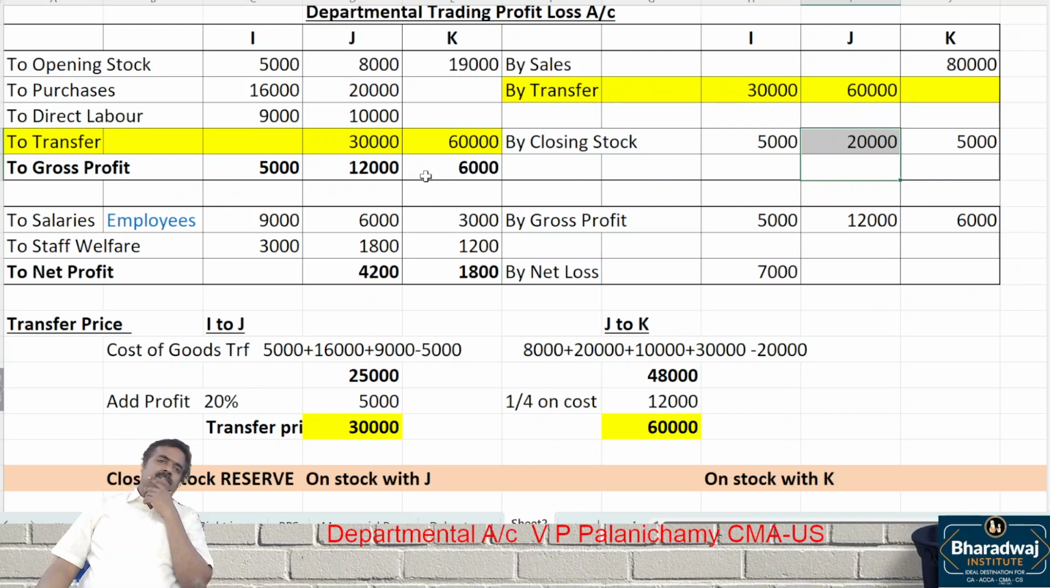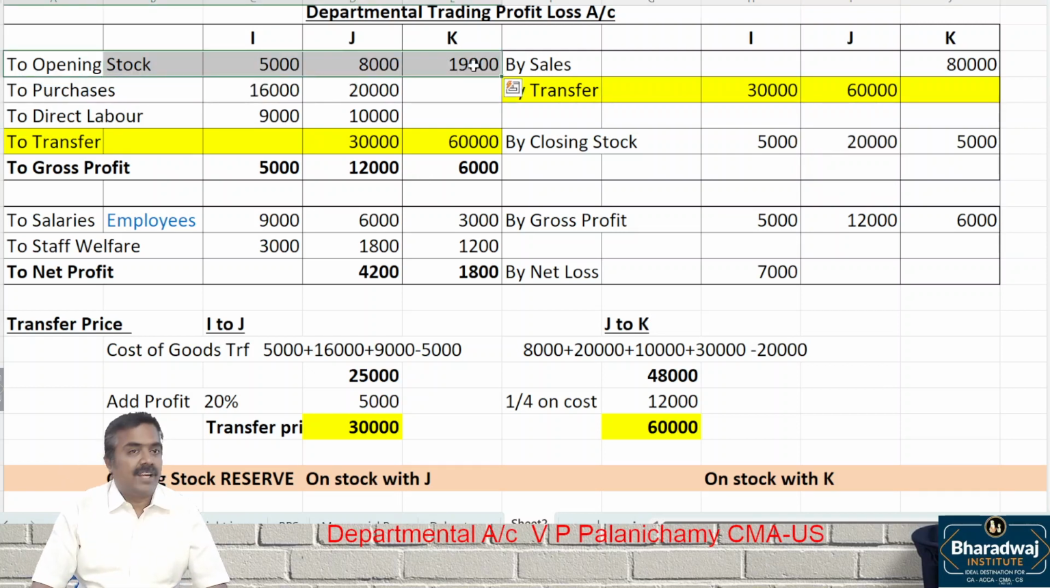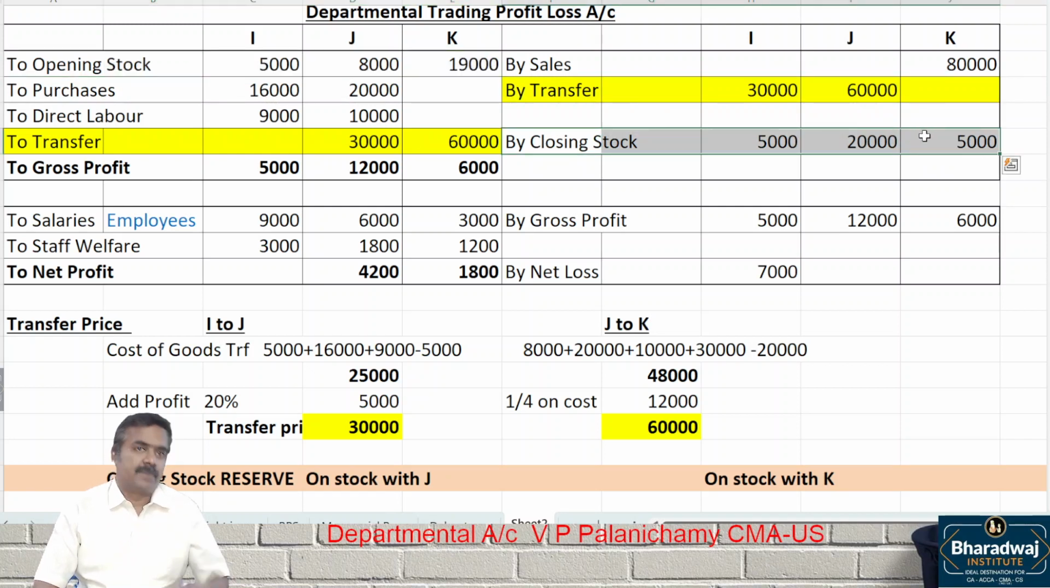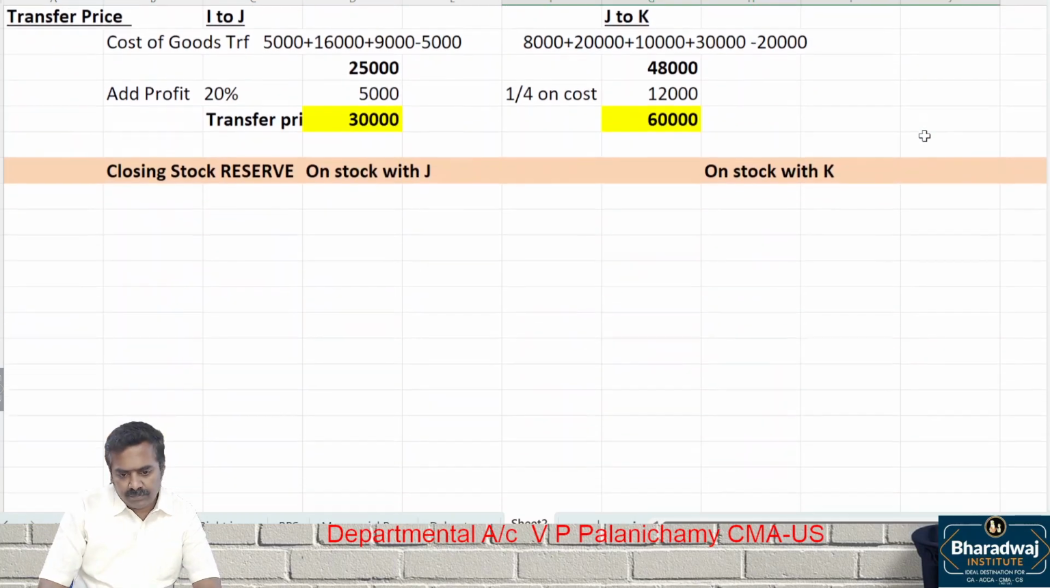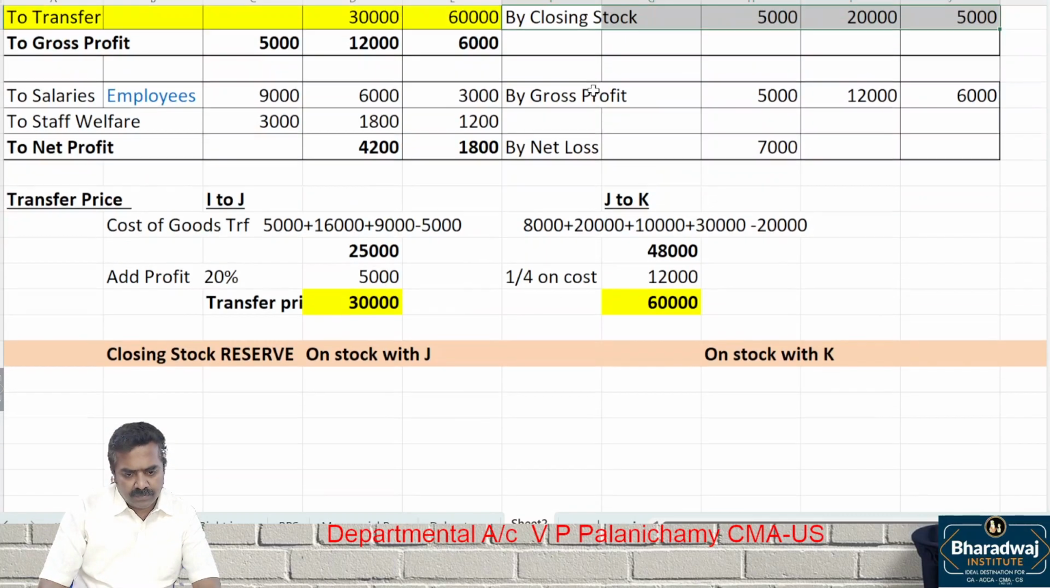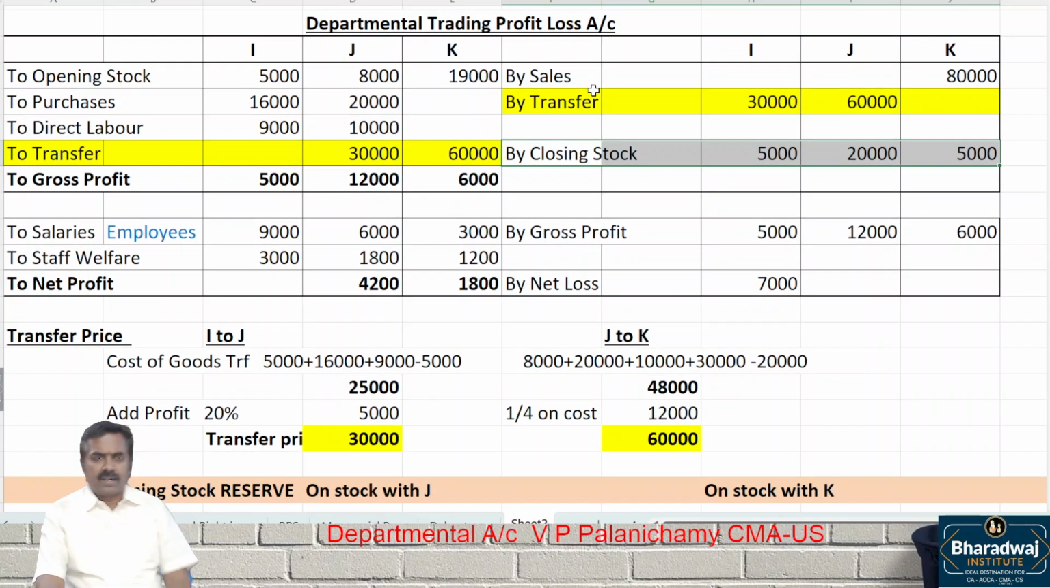See, if nothing is specified in the problem, will you follow average cost assumption or FIFO assumption? FIFO. Always, first purchased goods will be sold out first. Opening stock will not be carried forward till the end of the year. Closing stock will be out of what? Current year production. Think in that line, you will get it. You think and work out the answer.